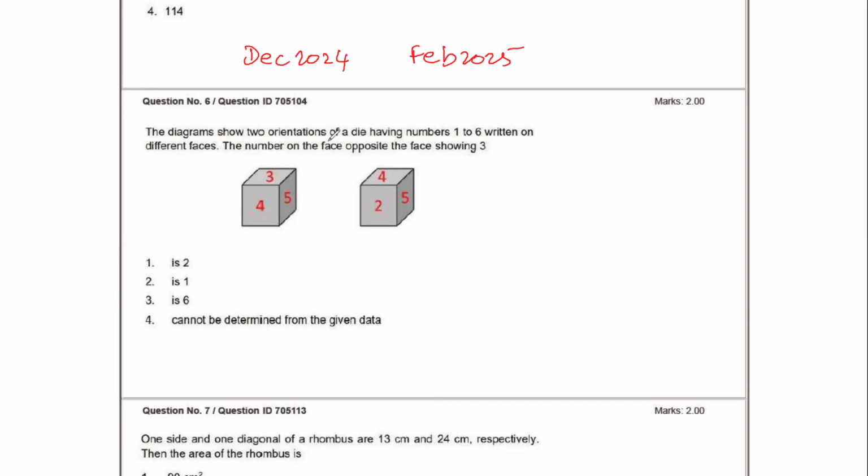This diagram shows two orientations of a die having numbers 1 to 6 written on different faces. What is the number on the face opposite the face showing 3? So you have 4 and 5 here, and you have 4 and 5 here. Now, if I were to tilt this up, then opposite 3 is 2. It is quite simple. If I simply tilt it up, then what comes underneath is this 2 that will show up. So the answer is option 1, which is 2. That'll be your answer.